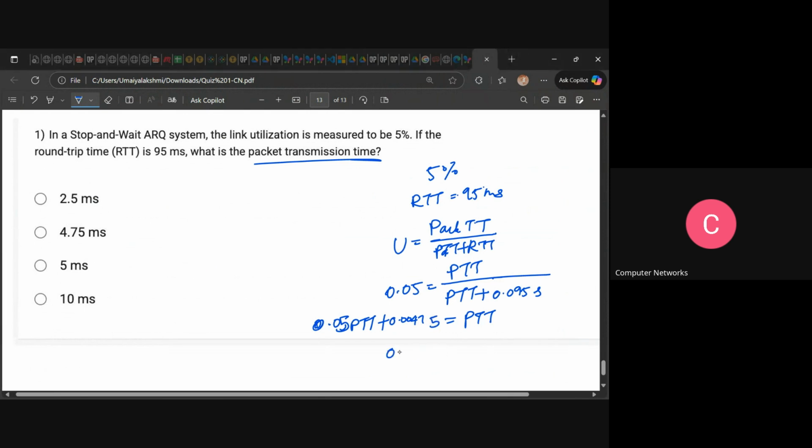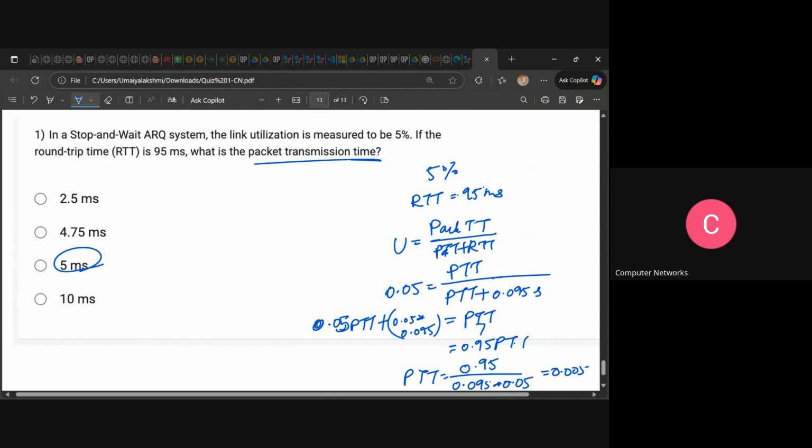So now keeping 0.00475 on one side, taking this to the other side, 1 minus 0.05 means 0.95, right? So 0.95 PTT. Instead of multiplying, I can keep it as 0.05 into 0.095. So now I can write PTT equal to 0.95 divided by 0.095 into 0.05. So here we are getting the answer as 5, that is 0.005. We can just take it as 5 milliseconds.